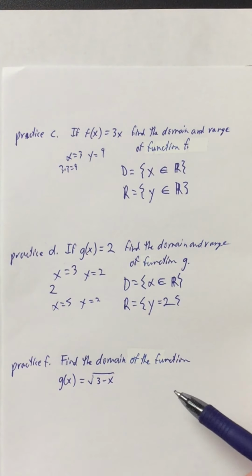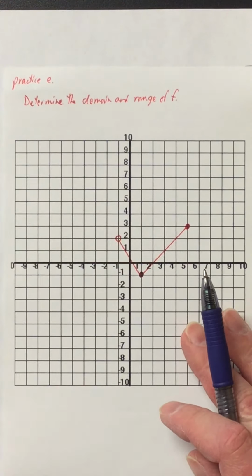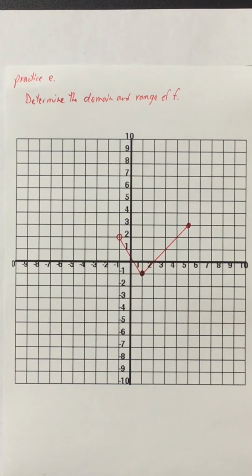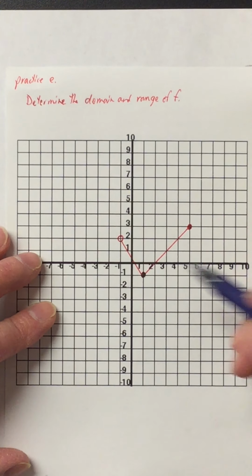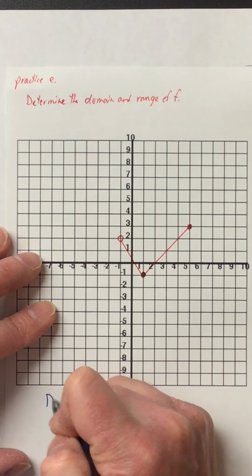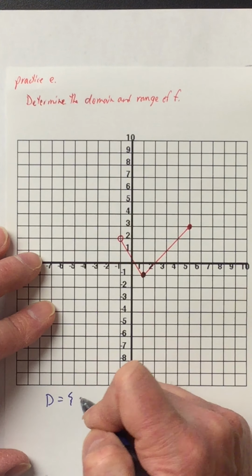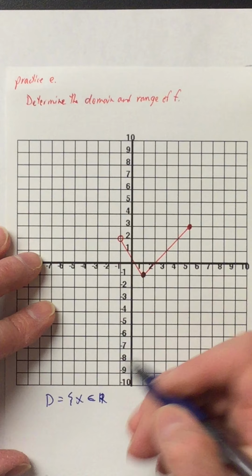All right, and then we come to practice problem E. And this is like our first example there, so I'll work through that one again. Practice problem E. Determine the domain and the range of f. Well, let's start writing things out here. The domain is equal to x, the element of, well, we see solid lines here, and so all reals.